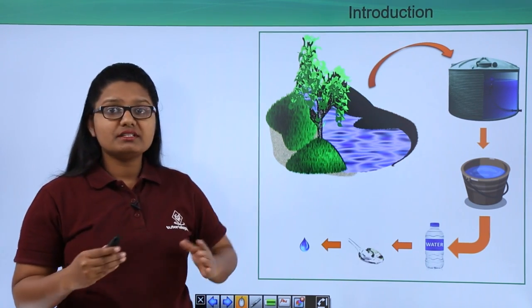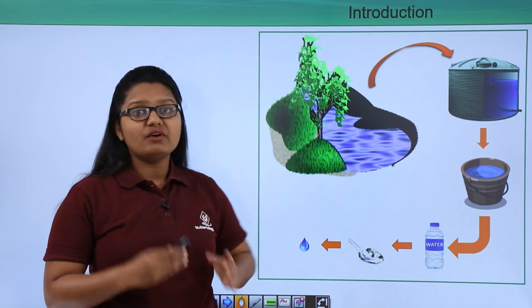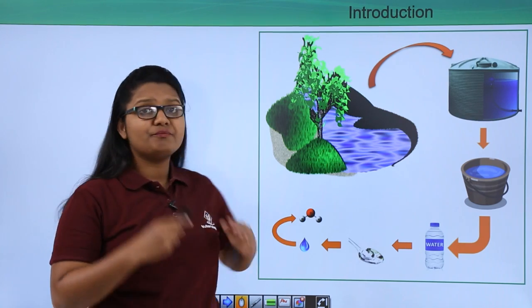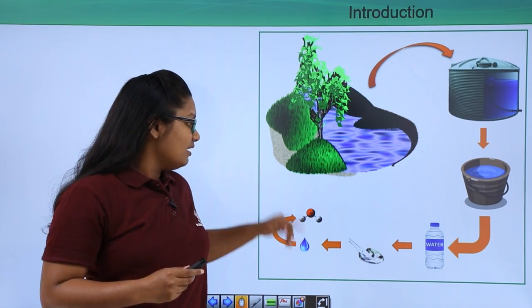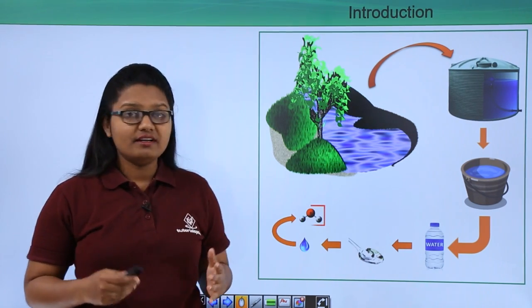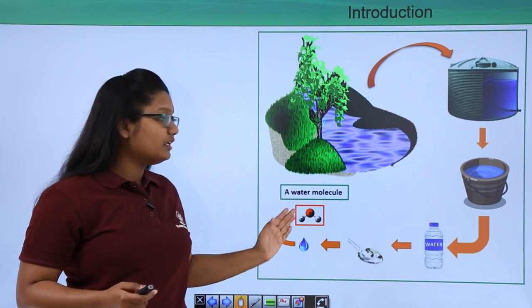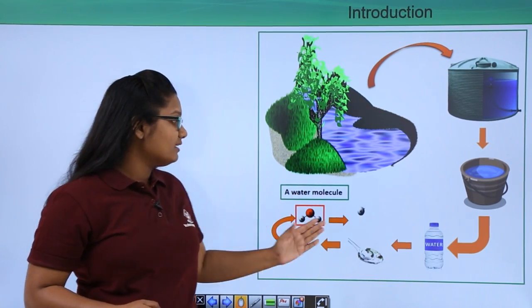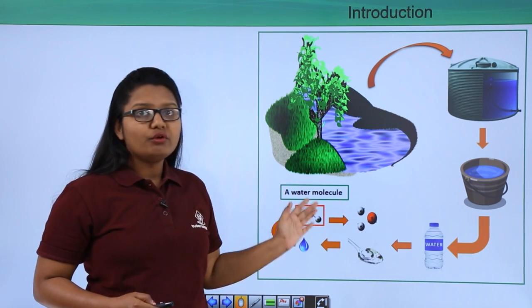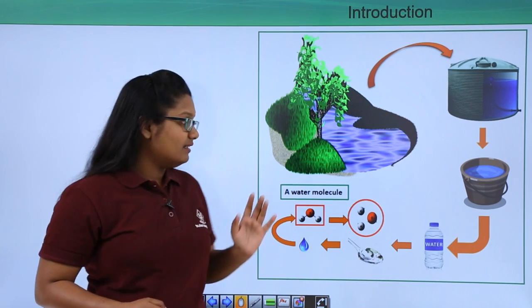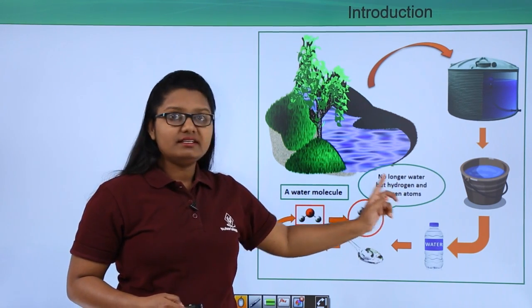Now let me zoom into this water drop and see what is there inside. Now when I zoom in, I find millions of particles like this. Now this particle is called a water molecule. Now when we divide this molecule further, we get particles like this, which are no longer water molecules, but something else, that is hydrogen and oxygen atoms.